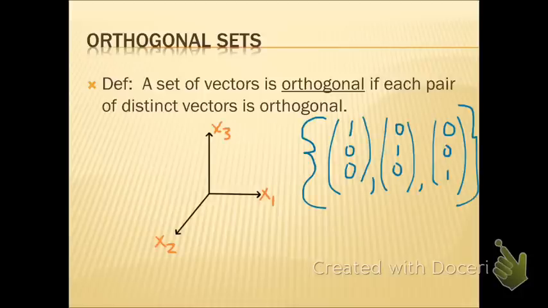Let's consider this three-dimensional space where we have x1, x2, and x3. And so in 3 dimensions, what does it mean to be orthogonal? If we look at each of the vectors in this set, each of them are distinctly orthogonal. We can check this by taking the dot product of v1 and v2 and making sure we get 0, v2 and v3, as well as v1 and v3.